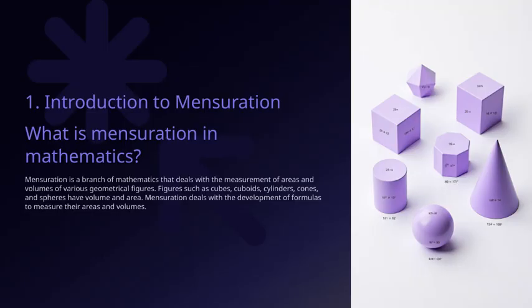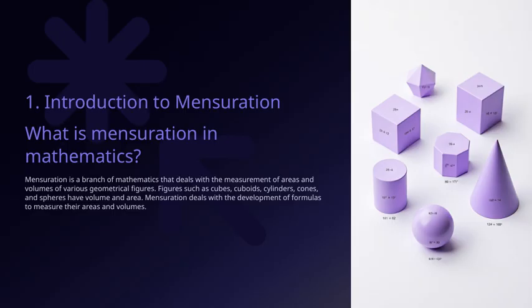Today, we're going to explore the fascinating world of mensuration. So, what exactly is mensuration in mathematics? Well, mensuration is a branch of math that focuses on measuring the areas and volumes of different geometrical figures. Think of shapes like cubes, cuboids, cylinders, cones, and spheres. Each of these has its own way of occupying space and area.